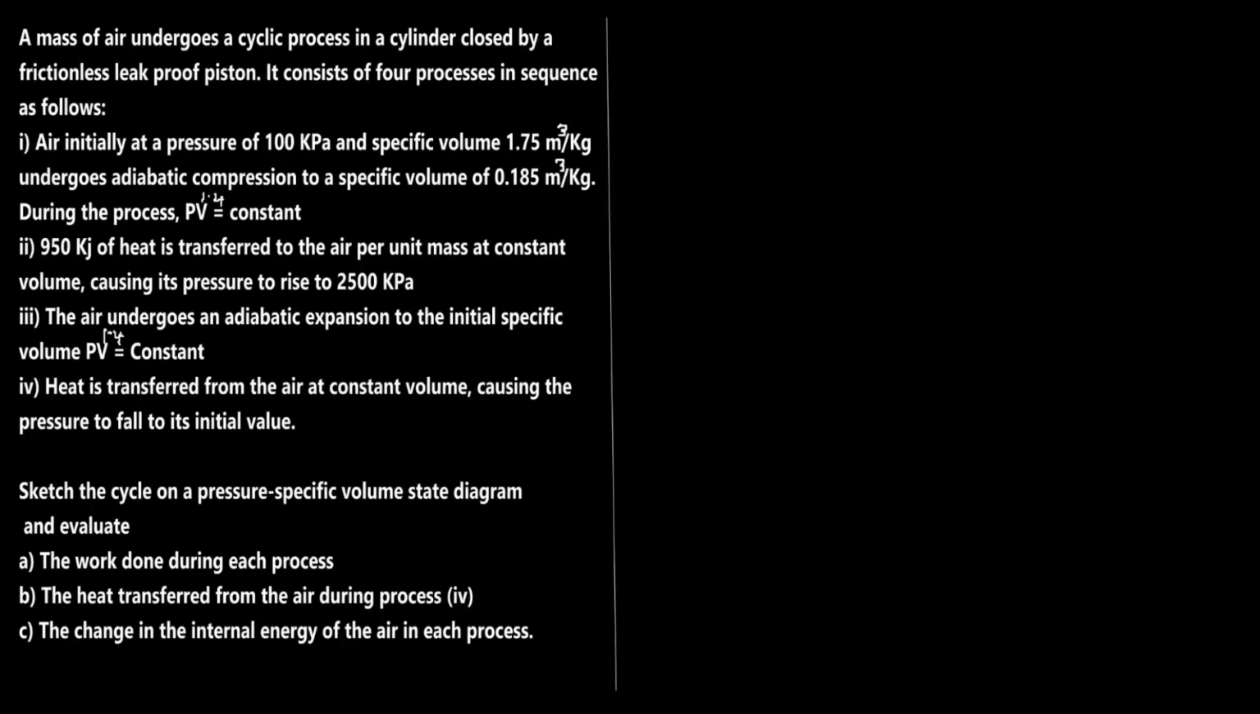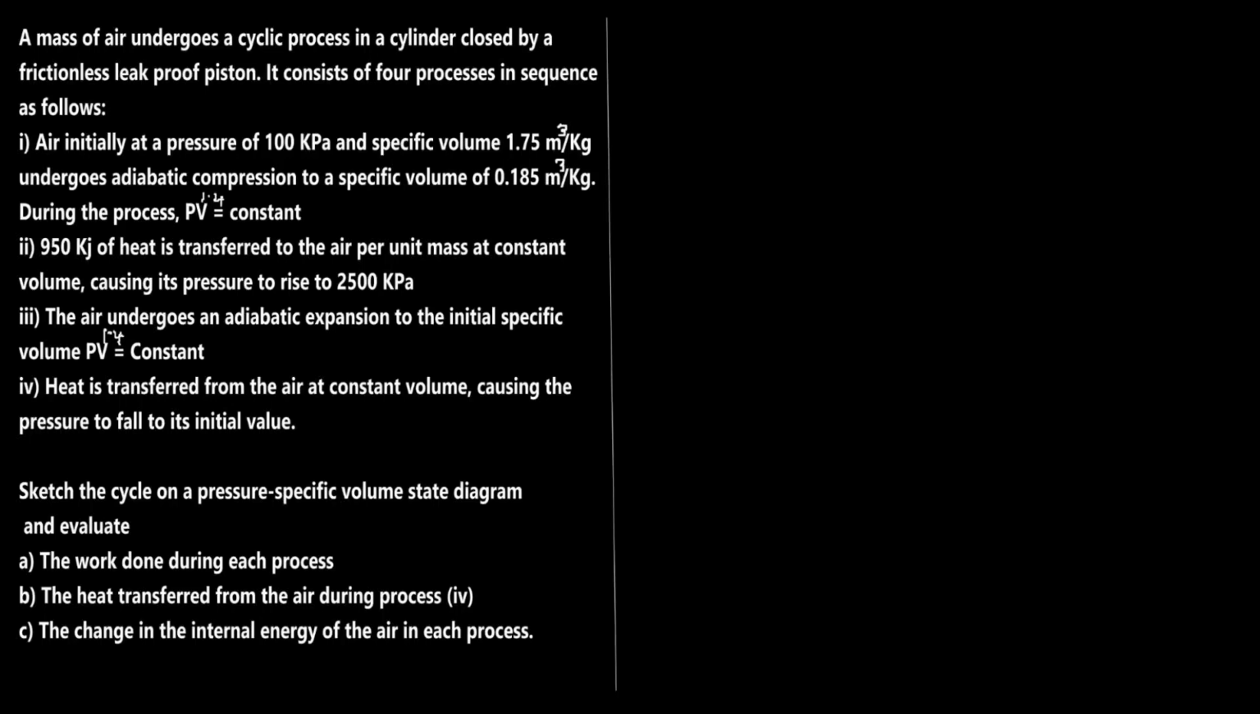3. The air undergoes an adiabatic expansion to the initial specific volume, and for this process as well, PV to the power of 1.4 is constant. Finally, 4. Heat is transferred from the air at constant volume, causing the pressure to fall to its initial value. Sketch the cycle on a pressure-specific volume state diagram and evaluate A. The work done during each process, B. The heat transferred from the air during process 4, and C. The change in the internal energy of the air in each process.